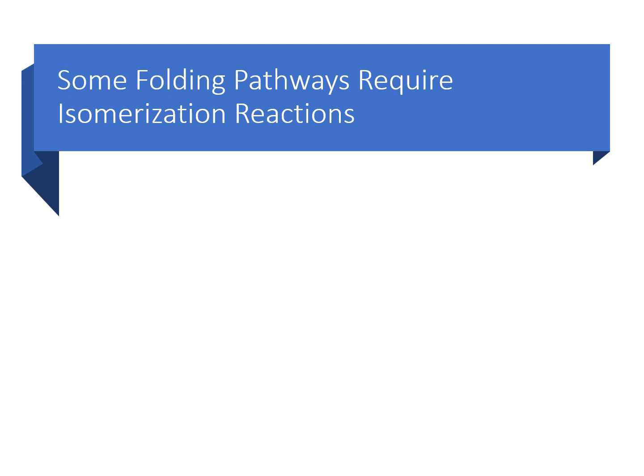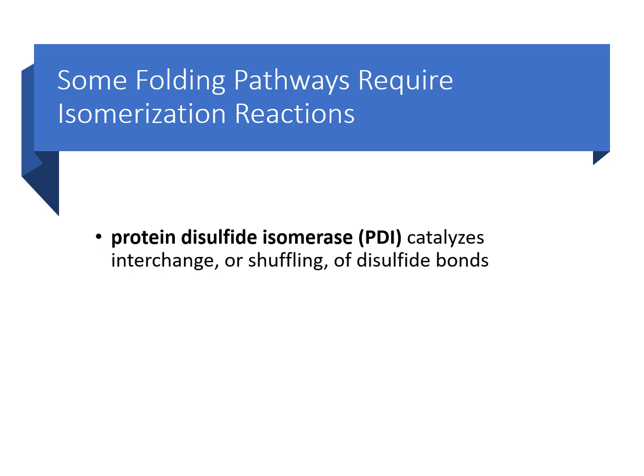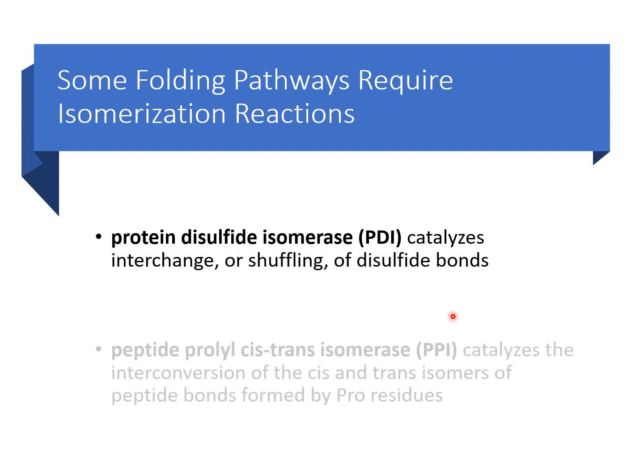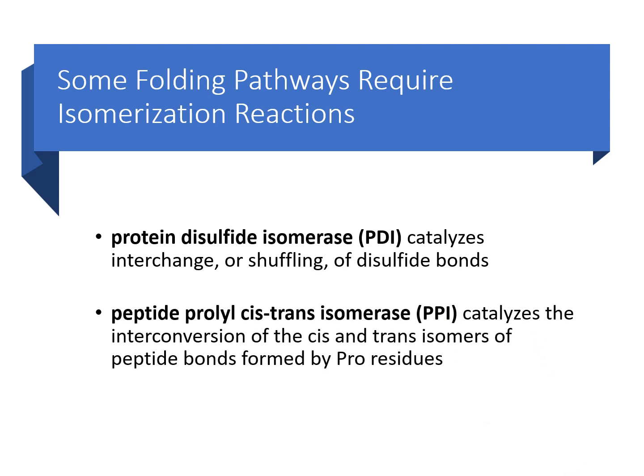Now, some folding pathways require isomerization reactions. So this is another kind of chaperone type protein. One example is the protein disulfide isomerase, or PDI. We saw ribonuclease A, and in certain instances, proteins with disulfide bonds will need the help of an isomerase to reshuffle the disulfide bonds until they reach the correct state. Another example is peptide prolyl cis-trans isomerase, or PPI, which catalyzes the interconversion of cis and trans isomers of peptide bonds that are formed when proline residues are involved.